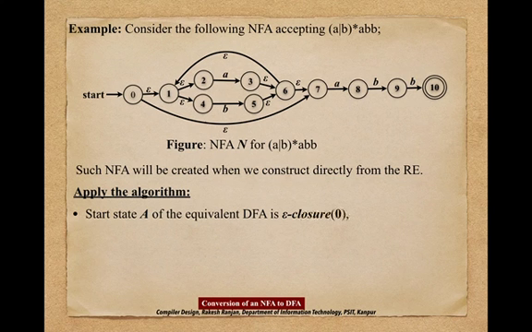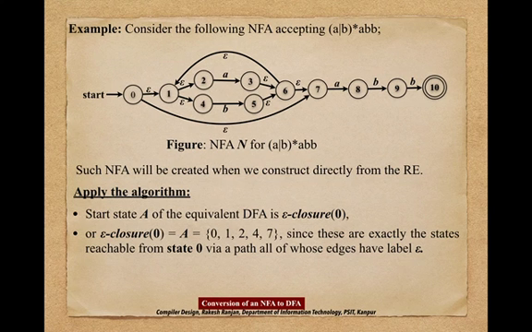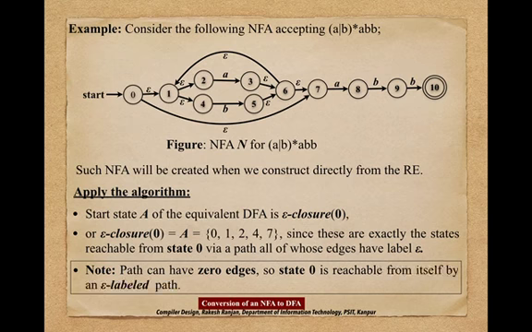The start state, capital A, of the equivalent DFA is the epsilon closure of 0. Now we need to find the epsilon closure of state 0. So let us see which states state 0 is connected with through epsilon transitions. It is connected with state 1, state 7, state 2, and state 4. So the epsilon closure will be 0, 1, 2, 4, and 7. It can be represented by capital A.